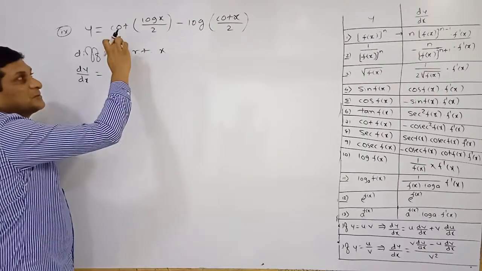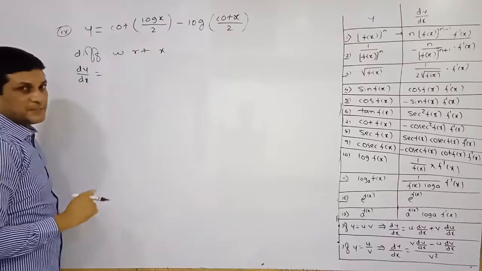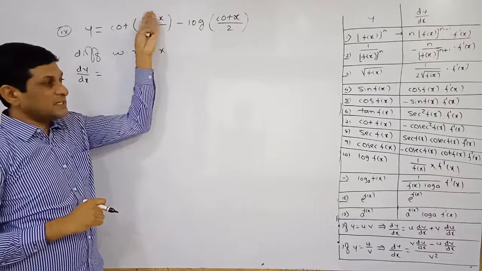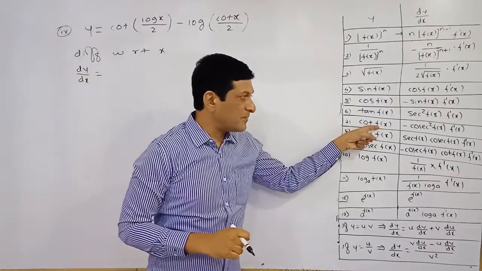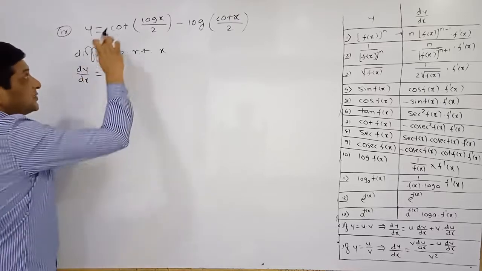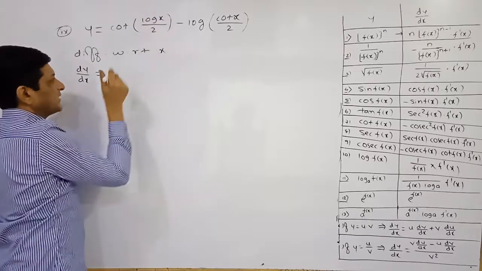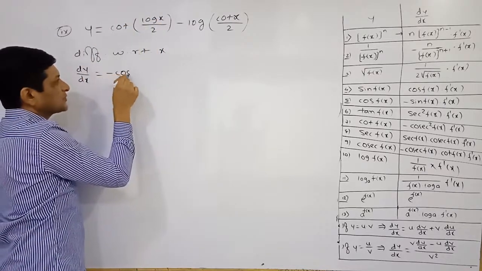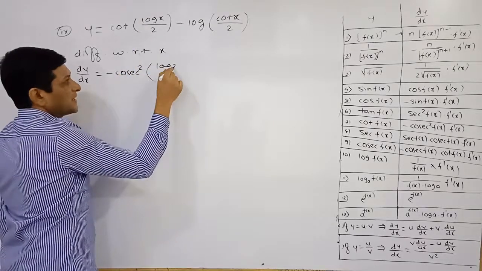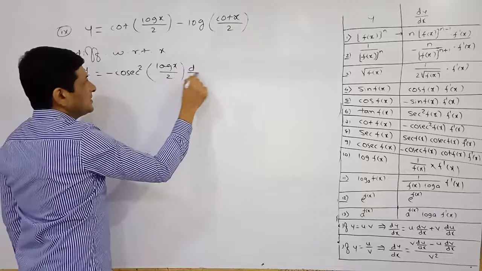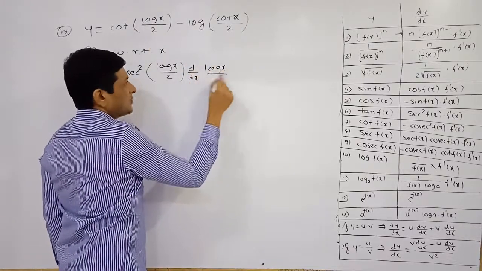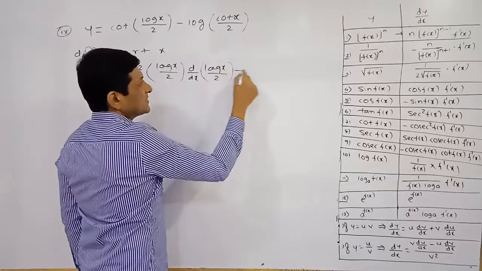So now we are finding the derivative of the first term. If you observe this first term, is it in the form of cot f of x? And what is the derivative of cot f of x? Minus cosec square f of x into derivative of f of x. So the derivative of this cot f of x will be minus cosec square f of x. What is f of x here? Log x upon 2, into the derivative of f of x. What is f of x here? Log x upon 2. Now minus, keep it as it is.